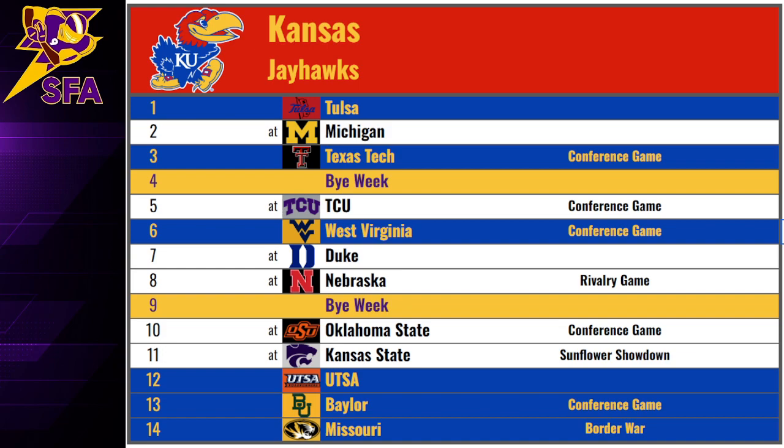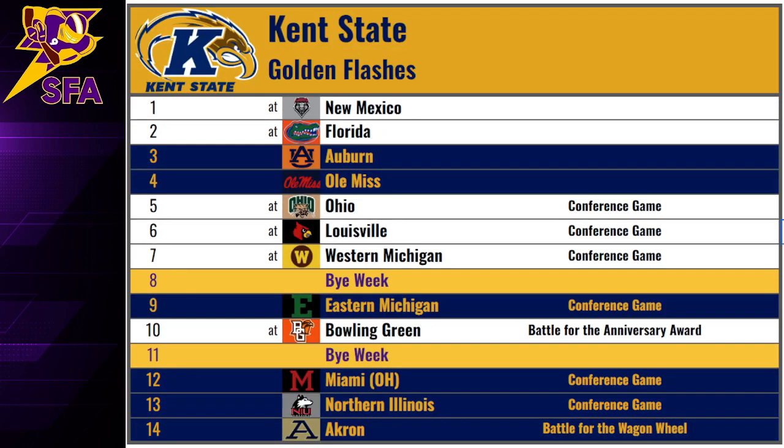All right. Kent State now, the Golden Flashes, New Mexico, Florida, Auburn, Ole Miss. They're going on a paid trip to the SEC to lose 3 times in a row.